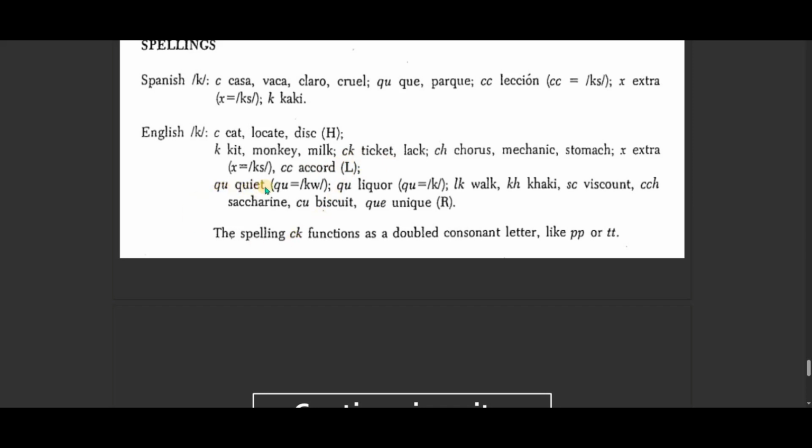QU like quiet. QU like liquor. LK like walk. KH like khaki. SC like viscount. CCH like in saccharin. CU like in biscuit. And QUE like in unique. They have a rare frequency of use. The spelling CK functions as a double consonant letter like double P or double T.